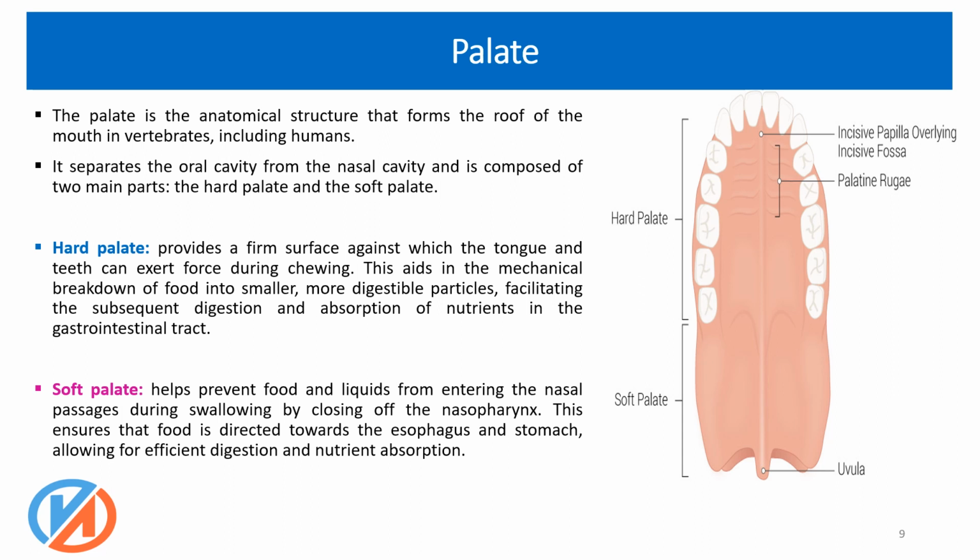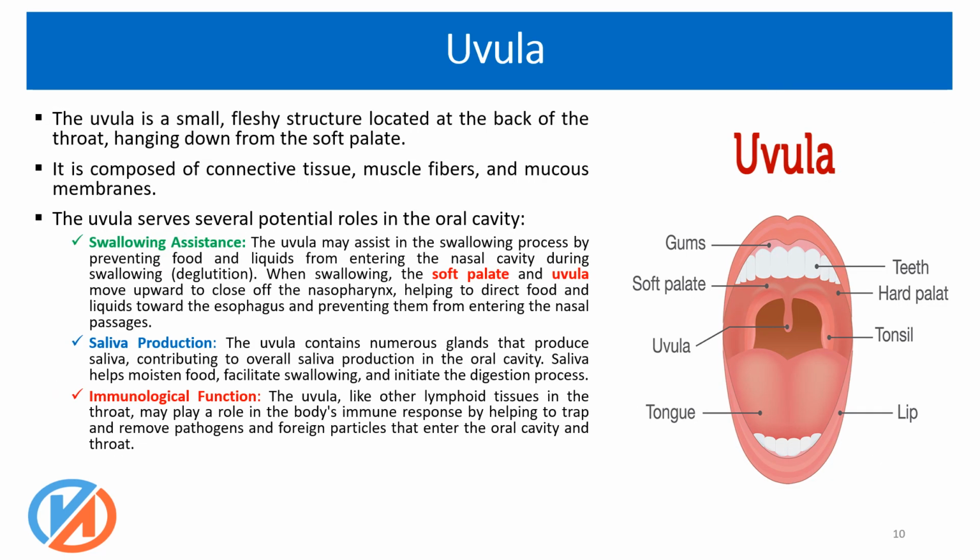As you can see in this picture, the hard palate is located starting from the first teeth up to the molar teeth, and the soft palate is located starting from the molar teeth up to the uvula section. So their specific functions are different.